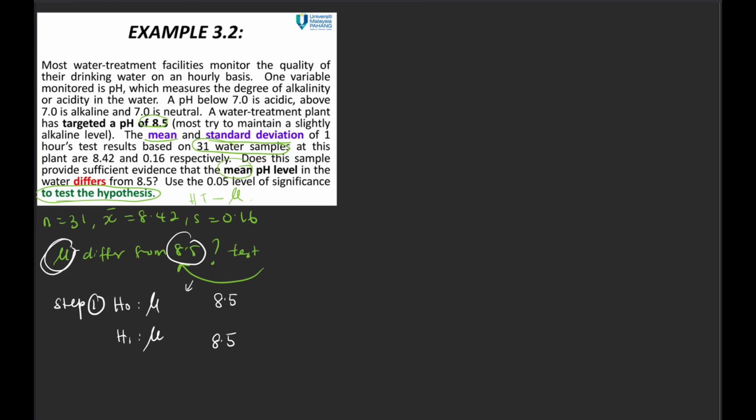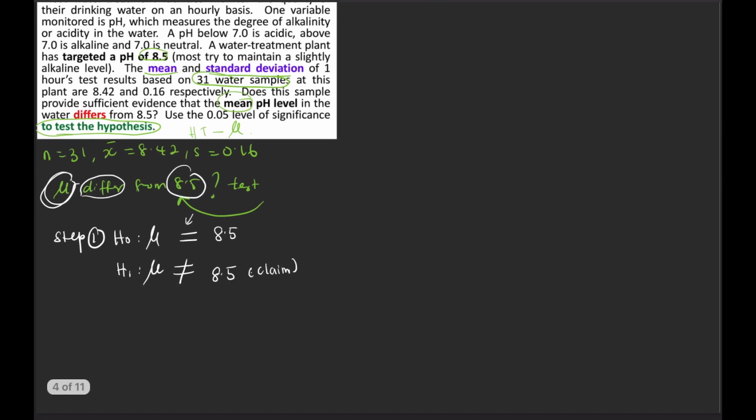So which symbol do we refer to? We refer to the keyword differ. Differ means different from 8.5, so it's not equal to 8.5. If it is not equal, it is H1, because H null is always equal. So H1 is not equal. Whichever hypothesis has the symbol first will be your claim. If H1 is unequal, H0 will be equal. So this is your hypothesis, step 1.